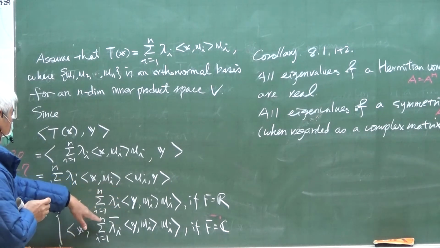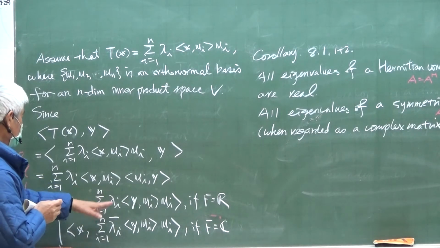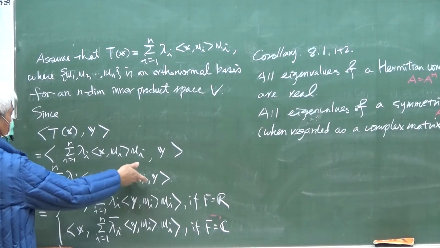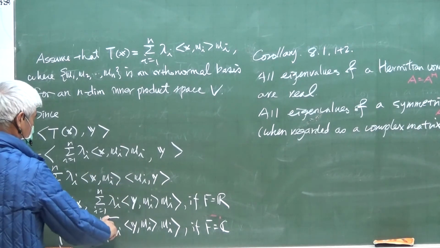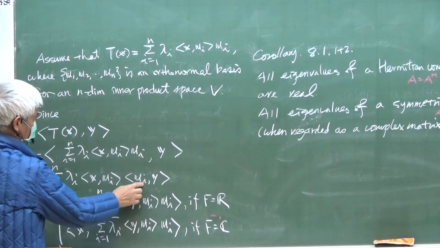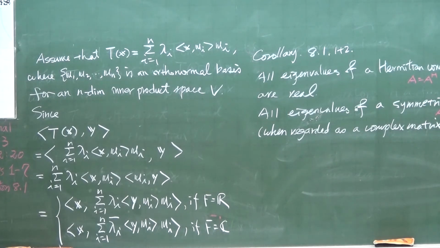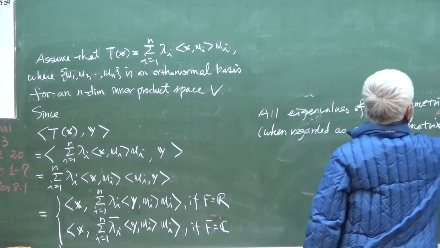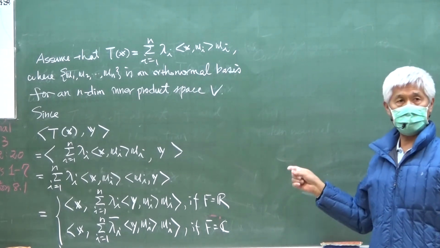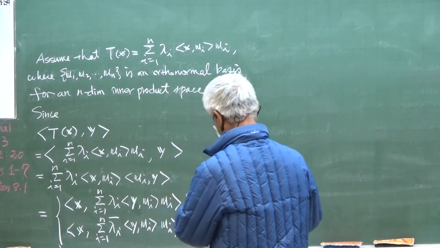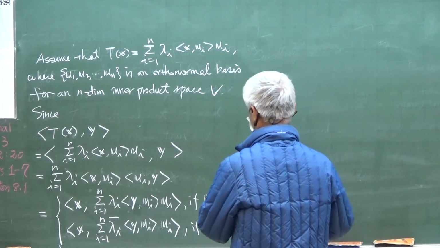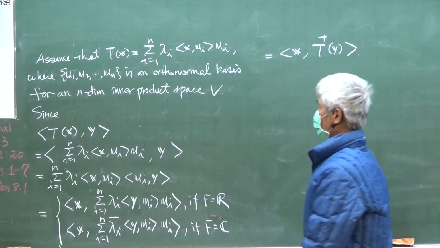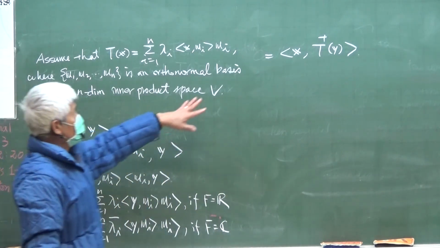But in the complex case, if you want to move into here, you have to exchange, because when you move into that, you have to put the complex conjugate there, so that this one is the complex conjugate of this one. Okay? Alright, so what is that? This shows that this one is equal to <x, T dagger y>. Okay? So <Tx, y> is equal to <x, T dagger y>.